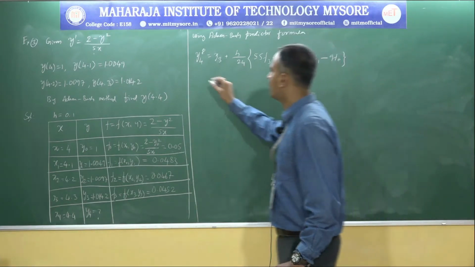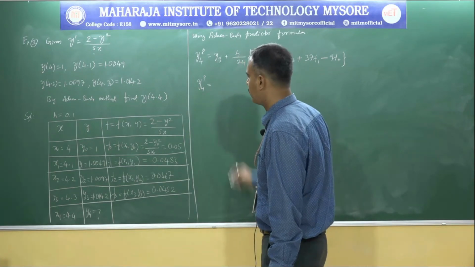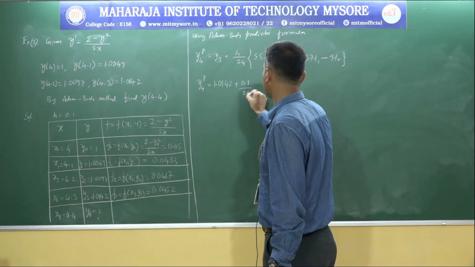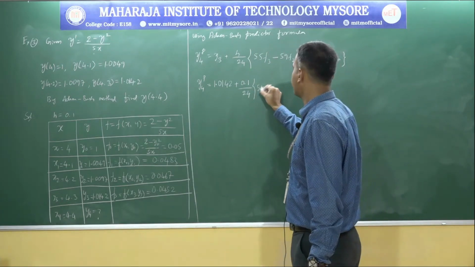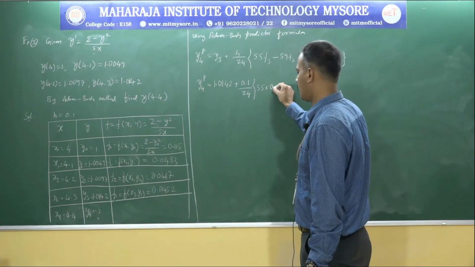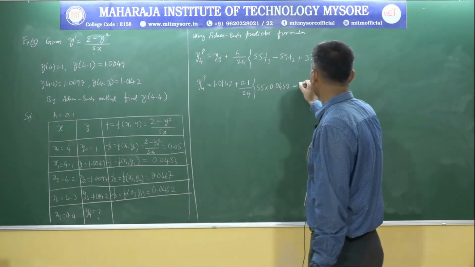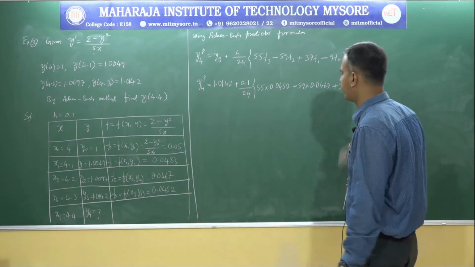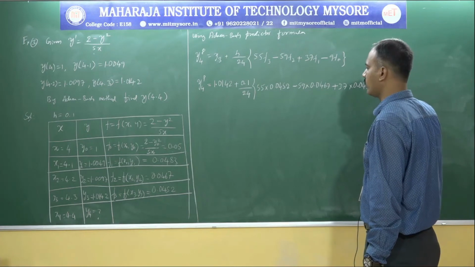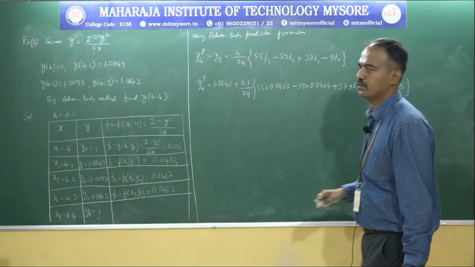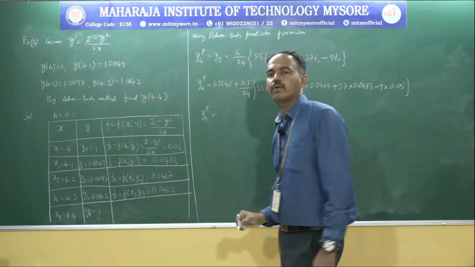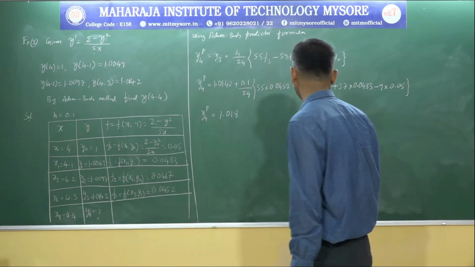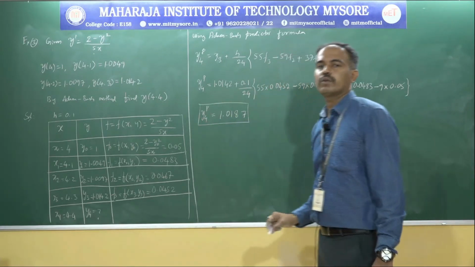Now substitute here: y3 value is 1.0142 plus h value, the common difference, 0.1, over 24. Now 55 f3, where f3 is 0.0452, minus 59 times f2, where f2 is 0.0467, plus 37 times f1, where f1 is 0.0483, minus 9 times f0, which is 0.05. After simplifying with a calculator, y4p is 1.0187, the predictor value.